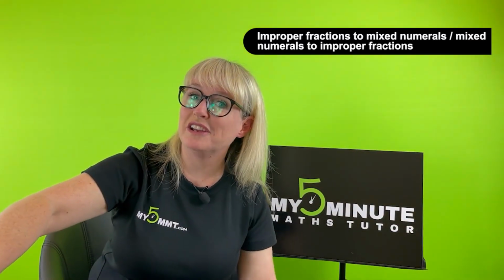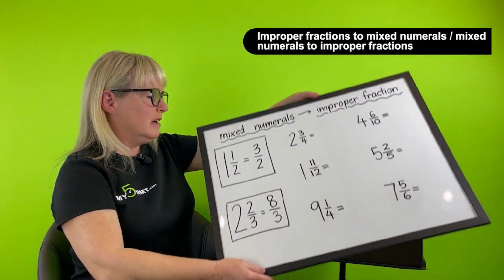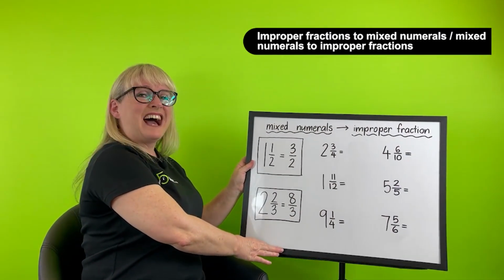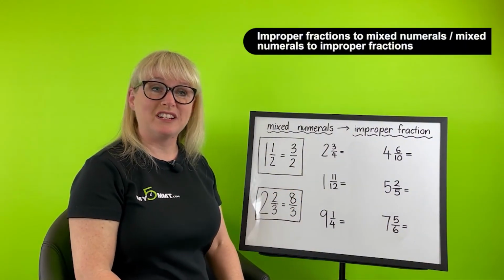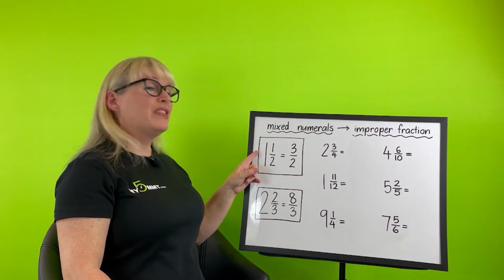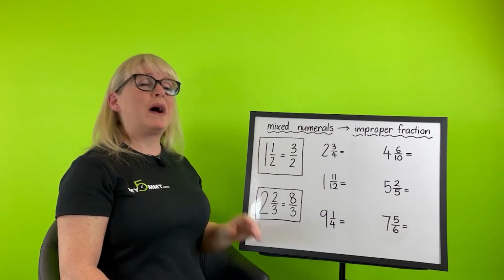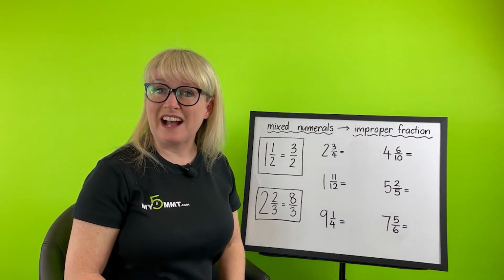Well, I can change from improper fractions to mixed numerals, but I can also change the other way, and that's what we're going to do on the next board. There's my 1 and a half, but I can change it back to an improper fraction. I've got 1 whole, that's 2 halves, and 1 more half. So I've got 3 halves.